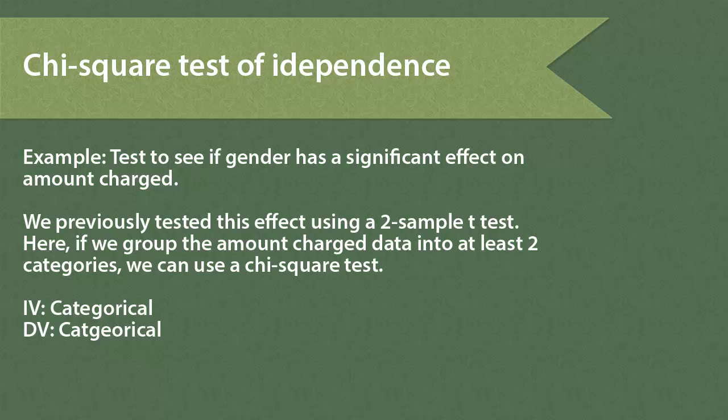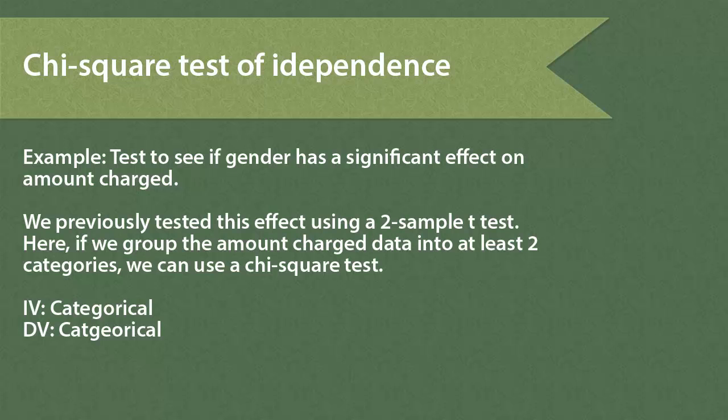The one sample z is fine if we're needing only to make inference about a single population proportion. But what if we'd like to test the effect that a categorical independent variable has on a categorical dependent variable? For example, test to see if gender has a significant effect on the amount charged. We've already run this test using our two-sample t. Gender was used as a grouping variable, and then we compared the means statistically, the mean amount charged for both men and women. If we group those amount charged data into categories, we could look at this effect of gender differently using the chi-square test of independence.